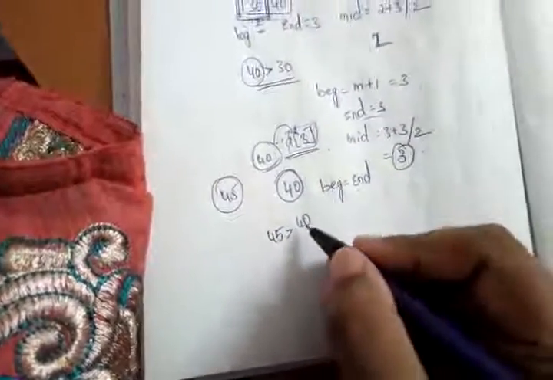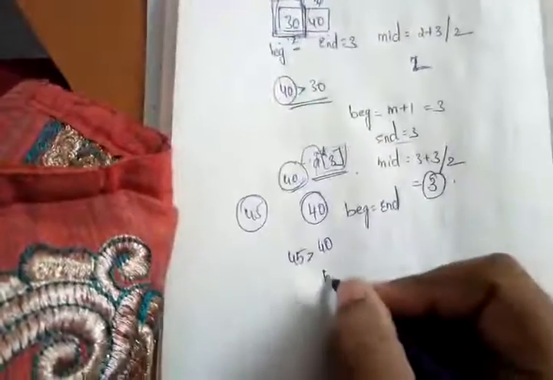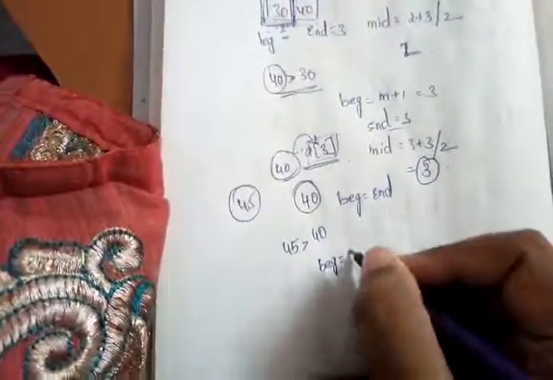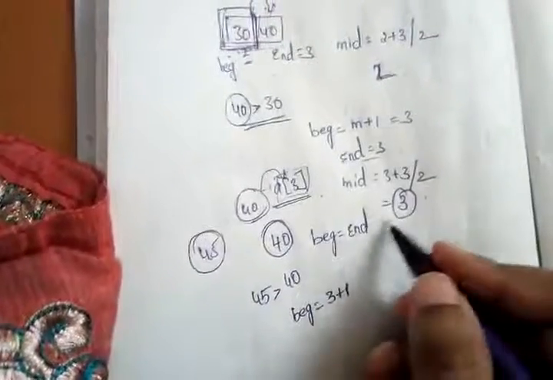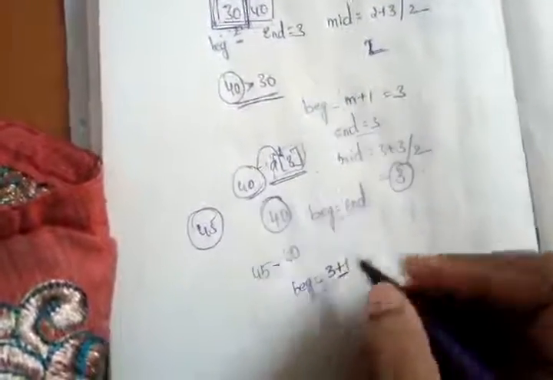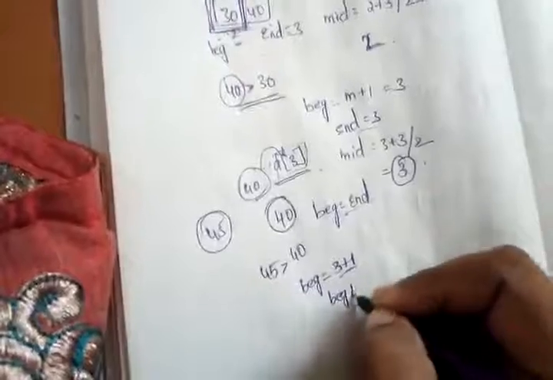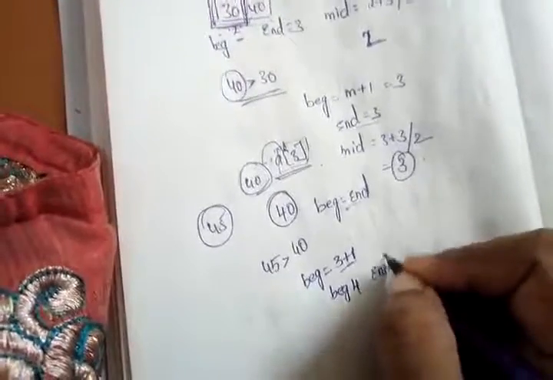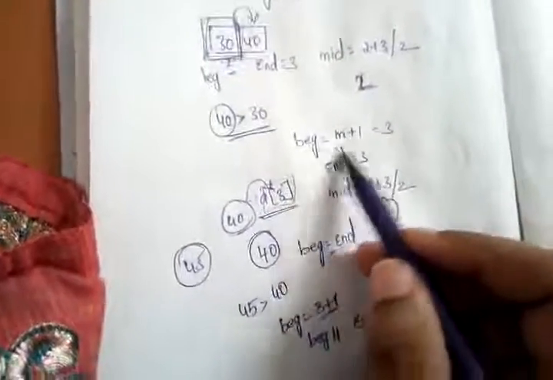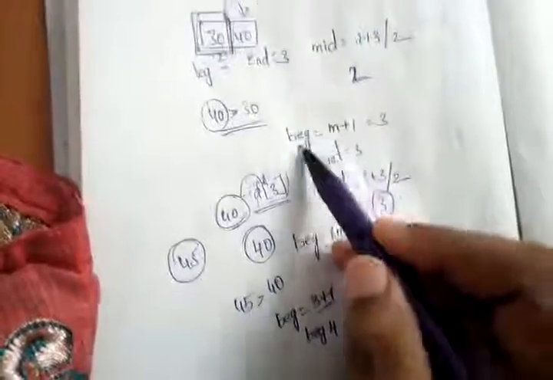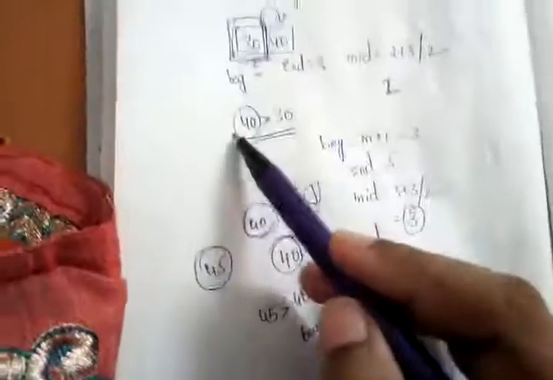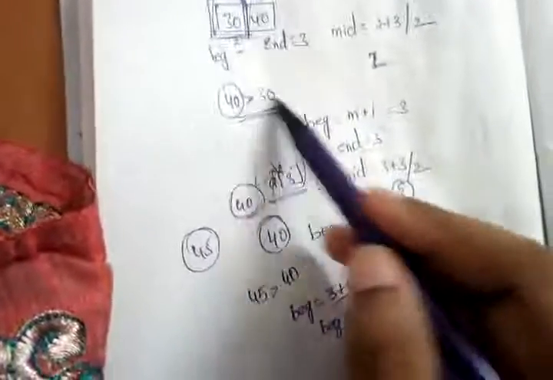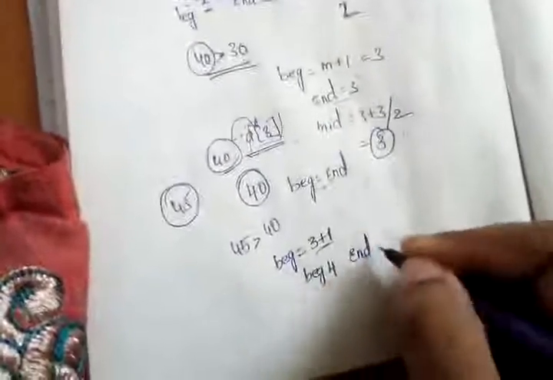So if you get the greater than, then your beginning should become 3 plus 1. The previous beginning value is 3, so 3 plus 1. Now the beginning is 4, and the end value will not change. If you observe in previous conditions, the beginning value changed to m plus 1, but the end value did not change when the element is greater than the array element. So end will be 3.